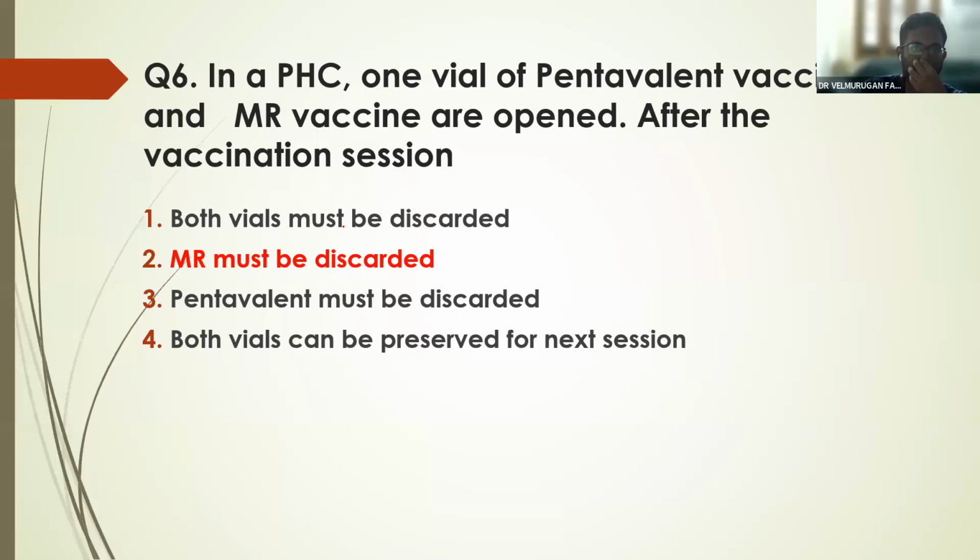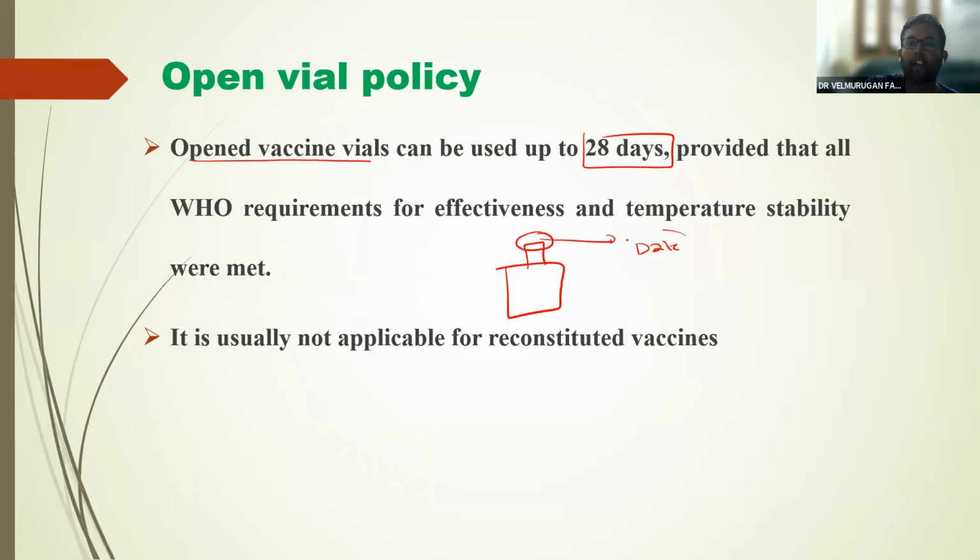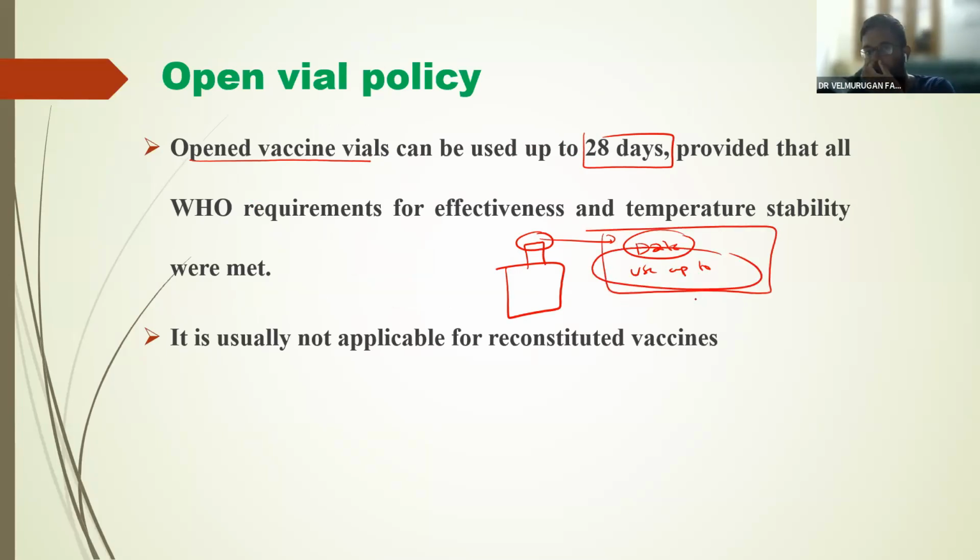We have MR must be discarded. Why? Because it is called the open vial policy. So what is open vial policy? When a vaccine vial is opened, it can be used up to 28 days. We have to put the date on the vial, and we have to put use up to. In the label, we have to paste the label, date, use up to.